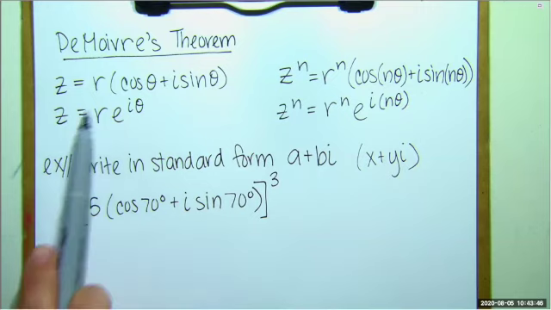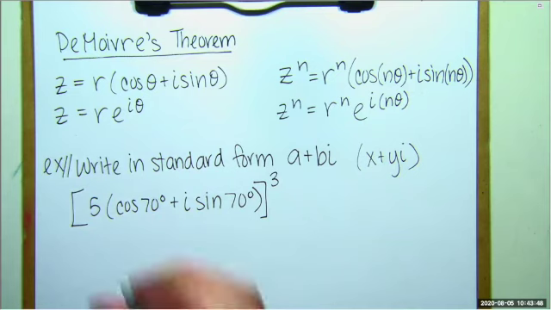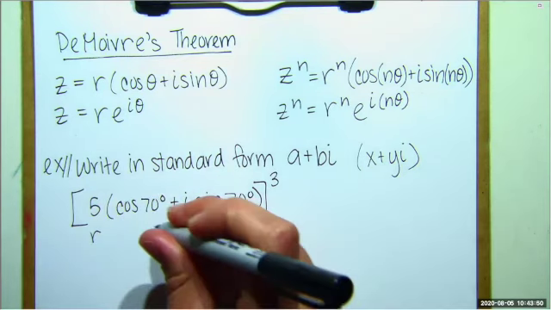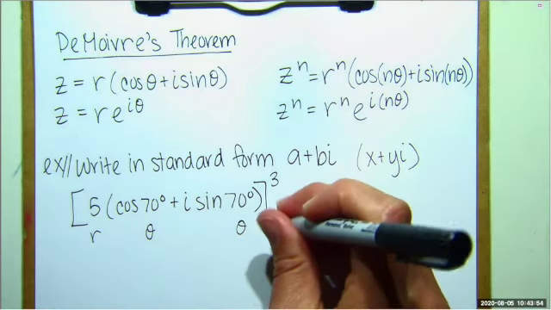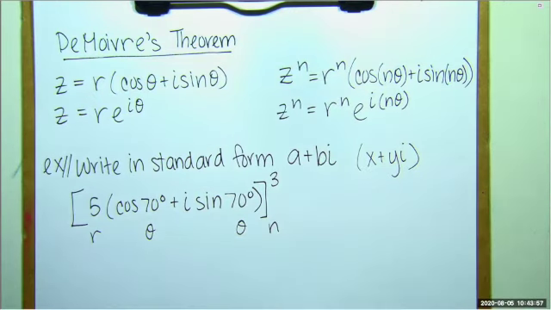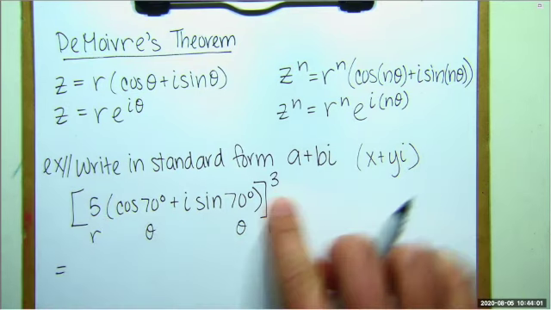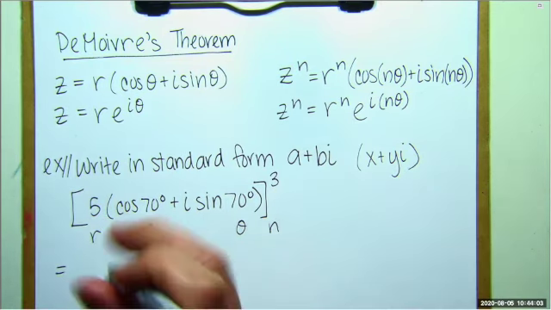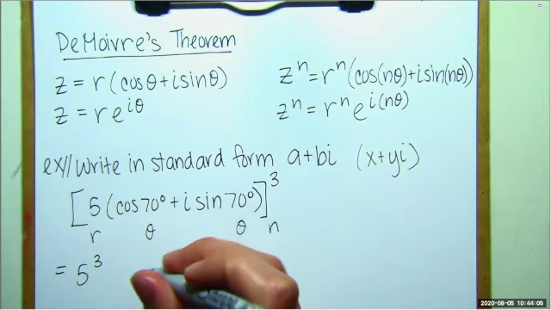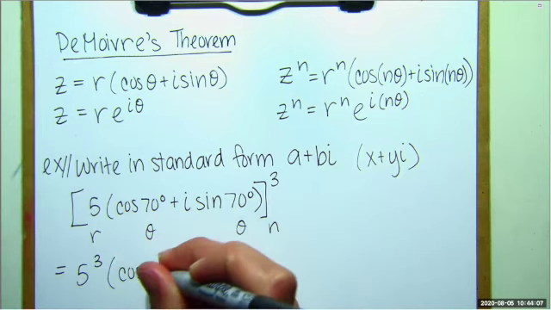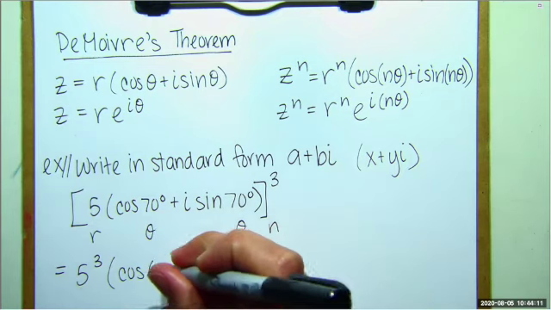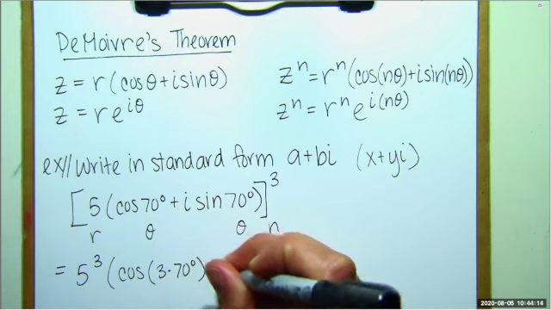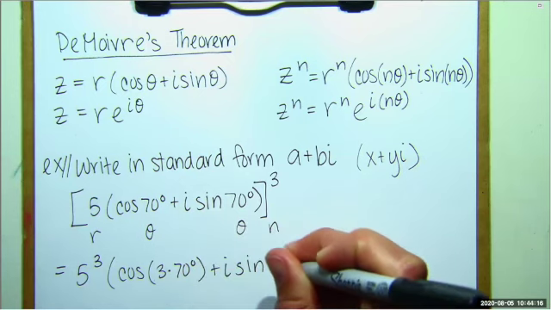So lining this up with our polar form up here, this is r, this is theta, and this is our power n. So de Moivre's theorem says that if we take a complex number in polar form to an exponent, that's just equal to r to the n. So that's 5 cubed times cosine of n times theta, so 3 times 70 degrees, plus i sine of 3 times 70 degrees.